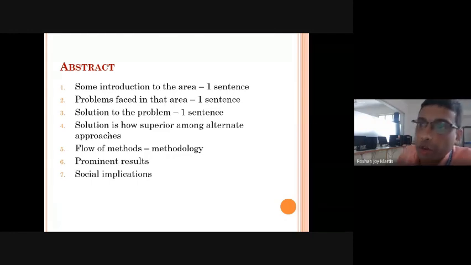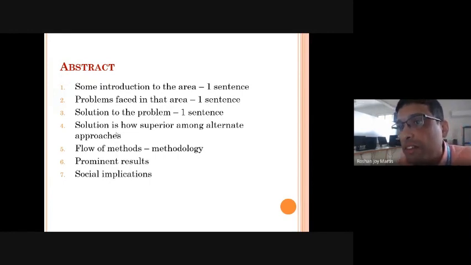Then what methods you are going to apply, what results you are going to get, and what are the generalizations of your results or social implications, and where it can be applied, where it can be used. These are the contents of an abstract of any good research article. And these things slightly change for experimental research compared to computational research.